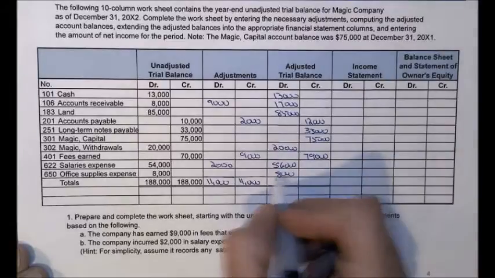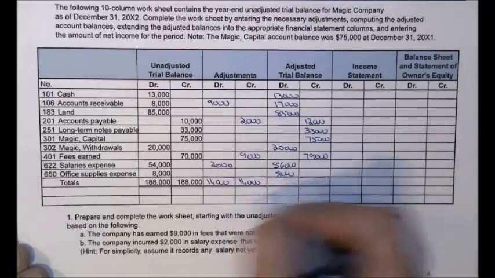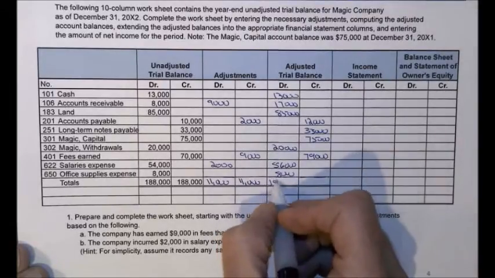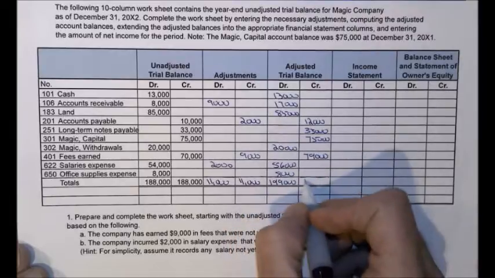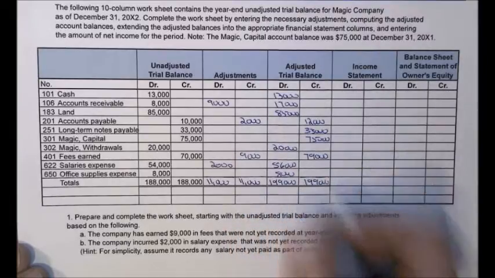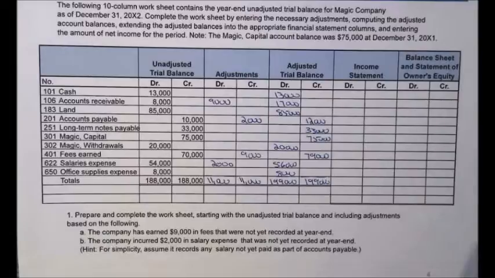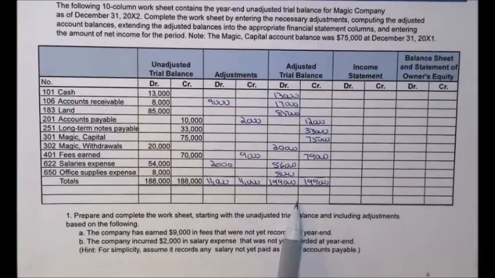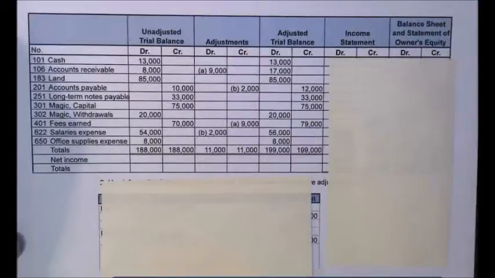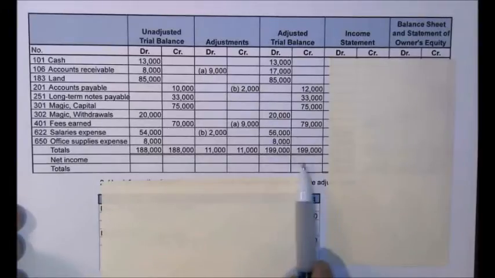And I'm going to run a total. This is going to end up being $199,000, and this is $199,000, right? If I add those up, that's what we'll get. So I have 3 sets of columns, each of them balance at the bottom, right? We have the unadjusted trial balance, the adjustments, and the adjusted trial balance, okay? Okay, so we have our adjusted trial balance, $199,000, right?